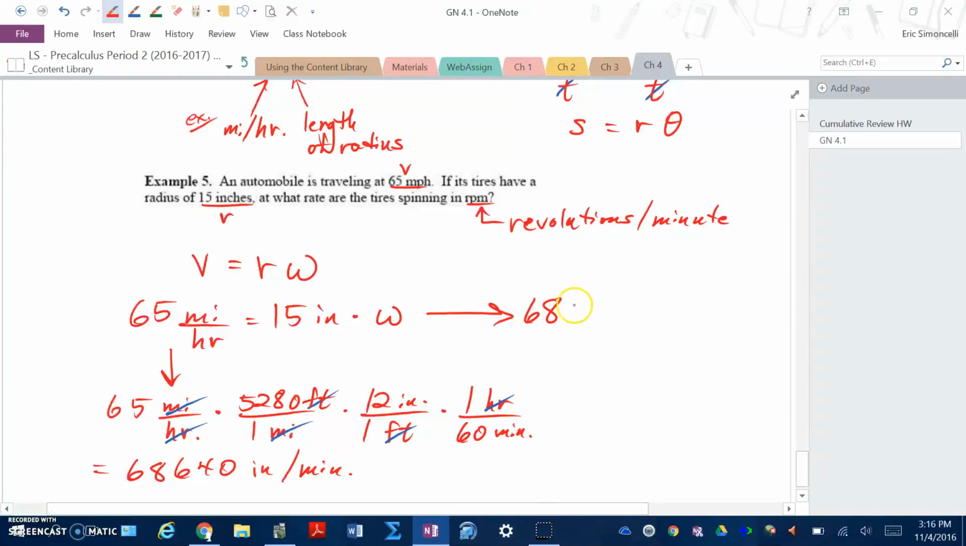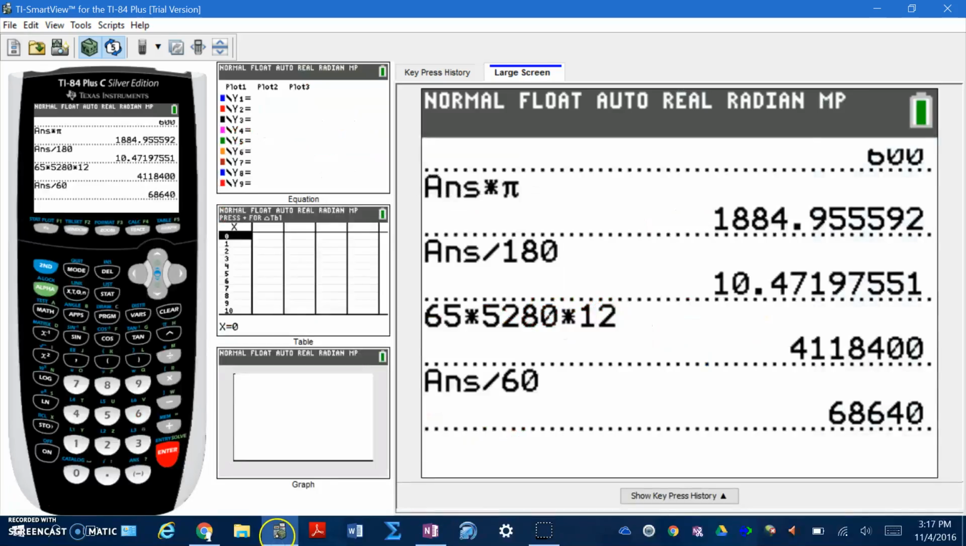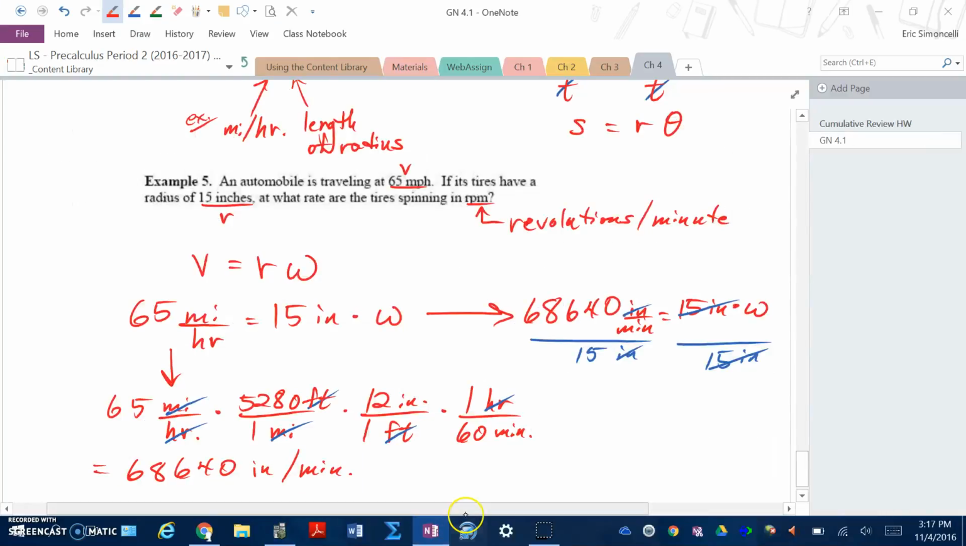Well, that's all fine and good, but we still need to, of course, calculate omega. So we will rewrite this equation as such. So 68,640 inches per minute, and that equals 15 inches times omega. Divide both sides by 15. The units, inches, will cancel. I'll write inches. So that cancels. Now we did talk about the radian being a unitless measure. So let's extend that in this next step. But first, of course, divide both sides by 15. So 4,576.